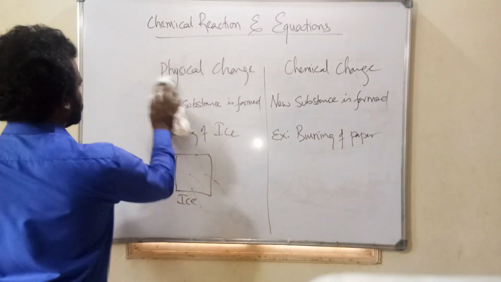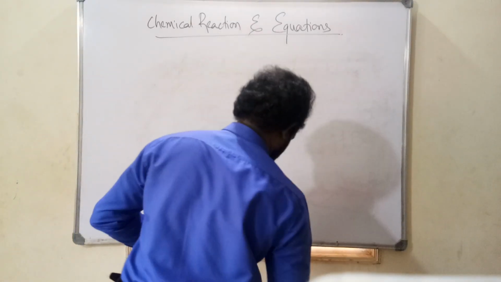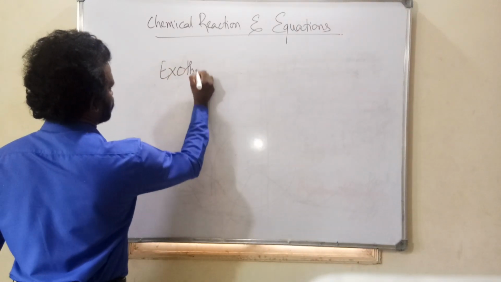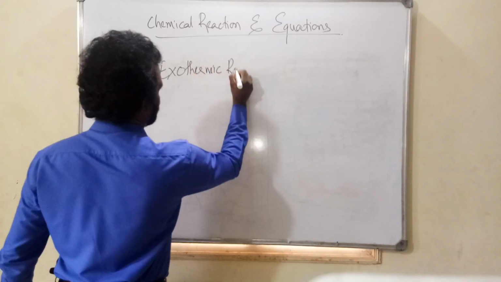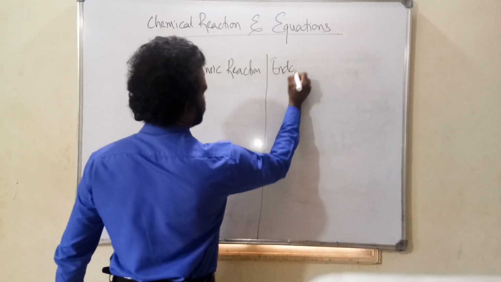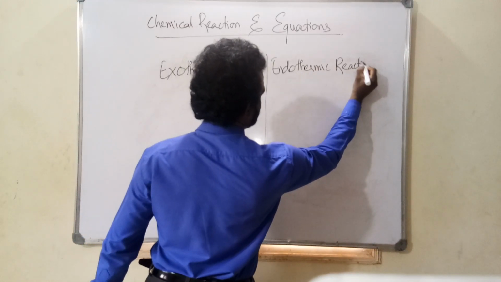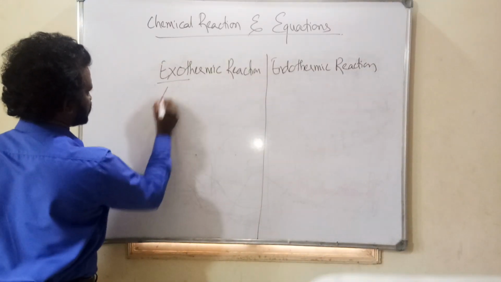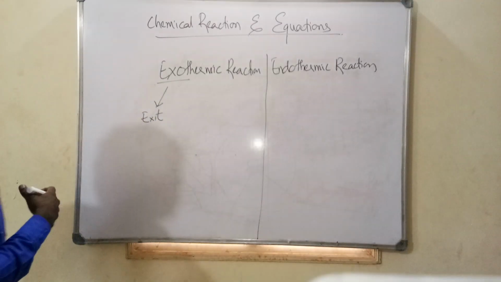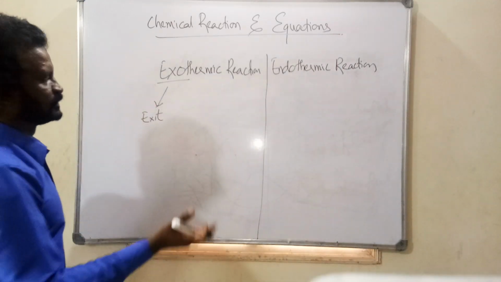Now, based on the energy, there are two types of reactions: exothermic reaction and endothermic reaction. Is it clear? Exo means exit. So the energy exits out. That means the energy is given out during the reaction.